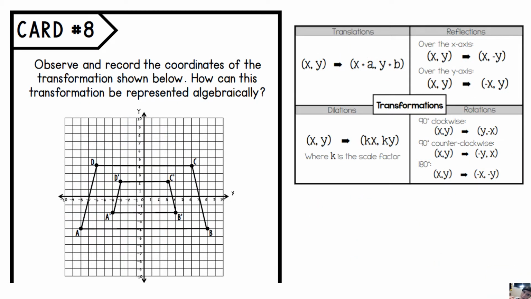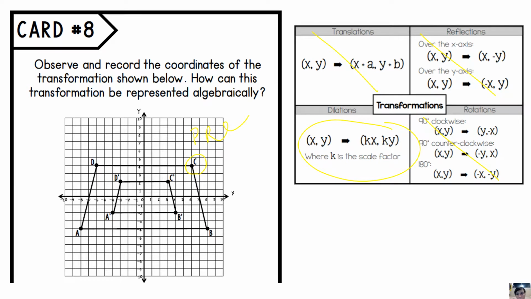Observe and record the coordinates of the transformation shown below. How can this transformation be represented algebraically? Well, remember, the one without the apostrophe is the pre-image. So we know that that one came first. So first of all, we know it's a reduction. So it can't be that, it can't be that, it can't be that, because look, it got smaller. Boom, that's it.